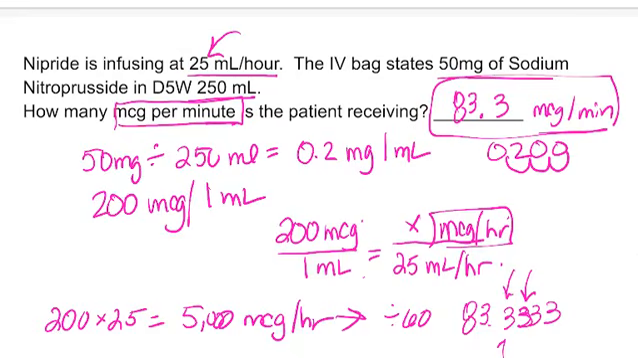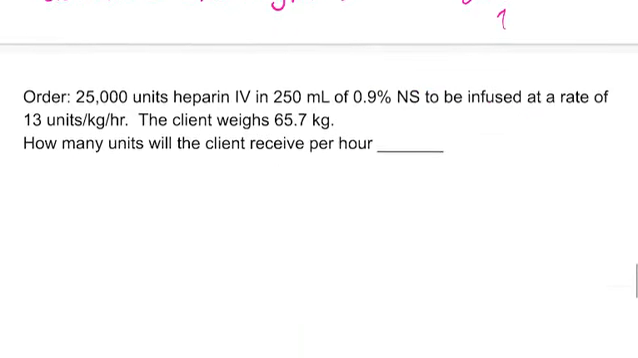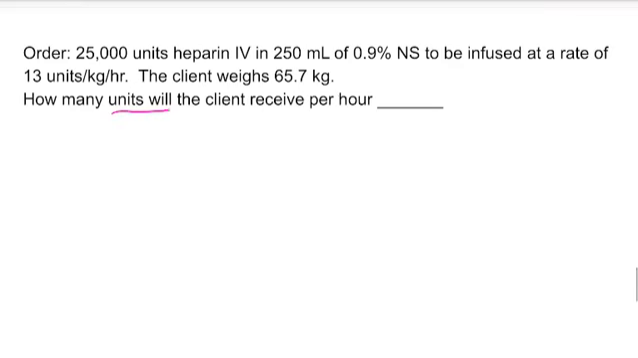Okay, we just have a couple more. How many units will the client receive per hour? Units per hour. Okay, let's go ahead and take a look at what we have. We have 25,000 units in 250 milliliters, infusing at a rate of 13 units per kilo, and the client weighs 65.7 kilos. So we got lots of stuff to do. Whew, sounds fun, right? Okay, first we need to figure out how much the patient's going to get.